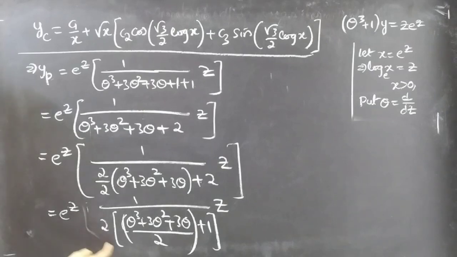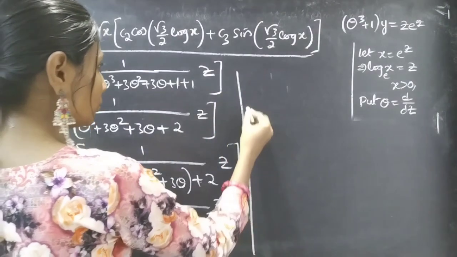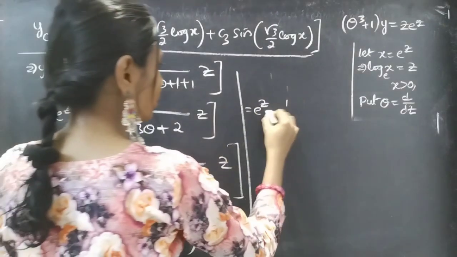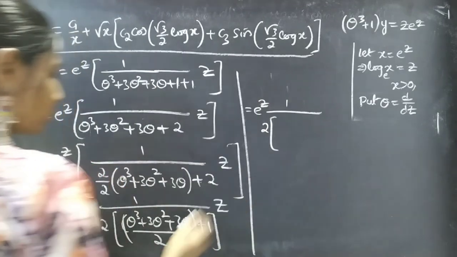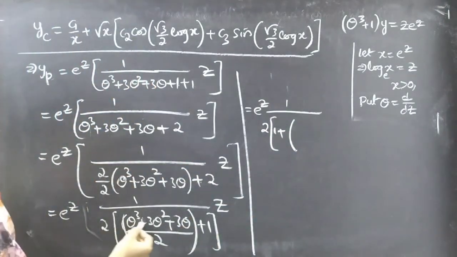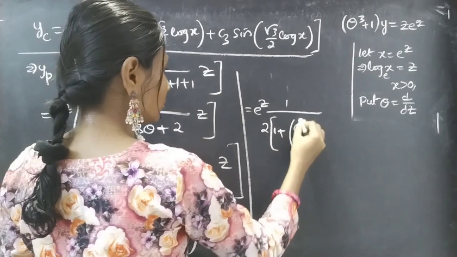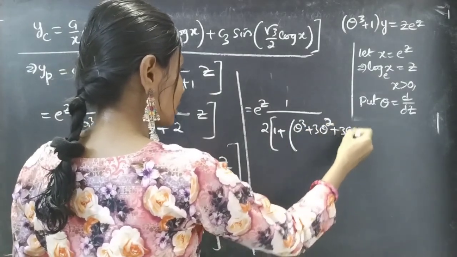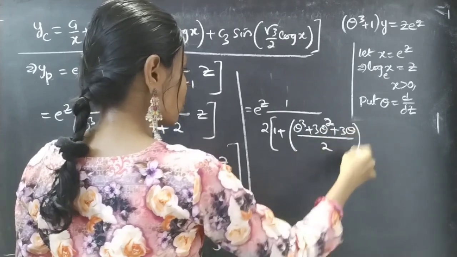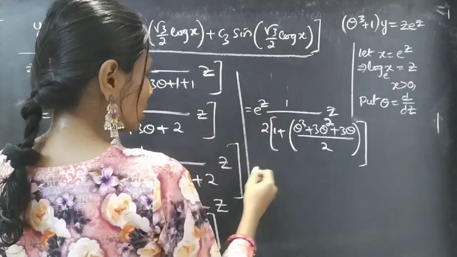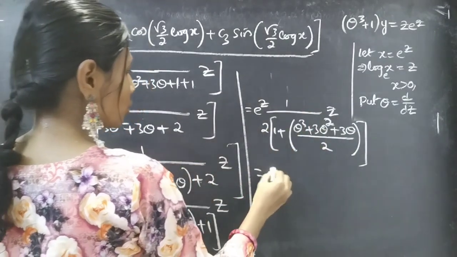Now we can write this as e power z into 1 by 2 into 1 plus theta cube plus 3 theta square plus 3 theta by 2 into z. Okay. Now split this fraction into 2 fractions.